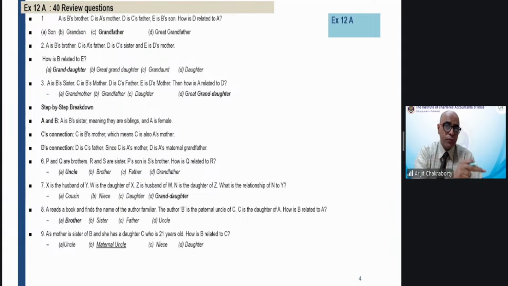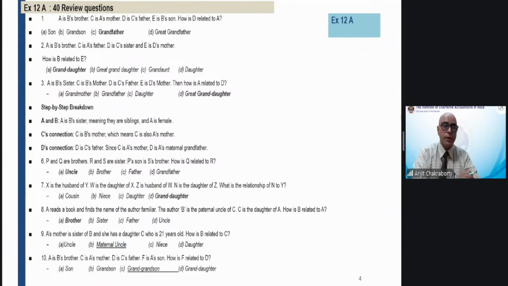So the only option which fits, there are four options, the only option which fits the given statement is that B is the maternal uncle of C. Because who is B? B is C's mother's brother, because it is given that M is the sister of B. So the relation is C's mother's brother. Now, mother's brother means maternal uncle. So this is the logical reasoning involved for solving question 9.